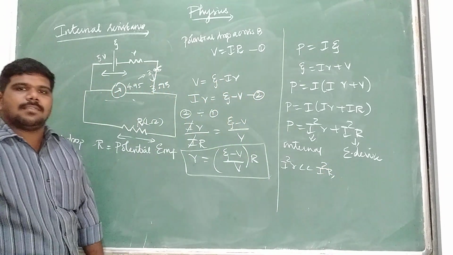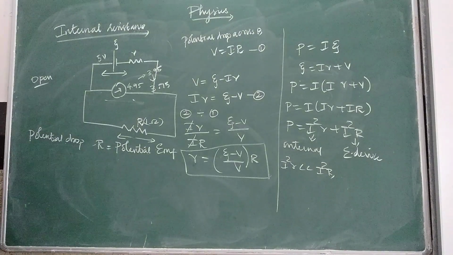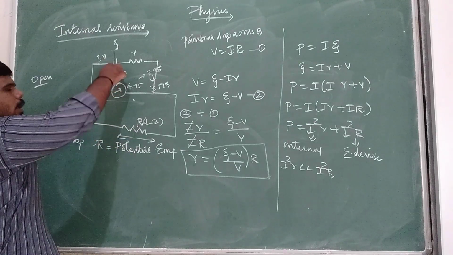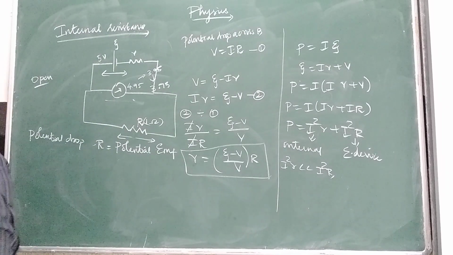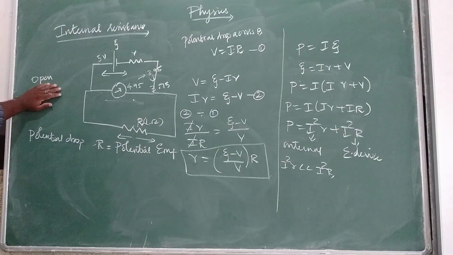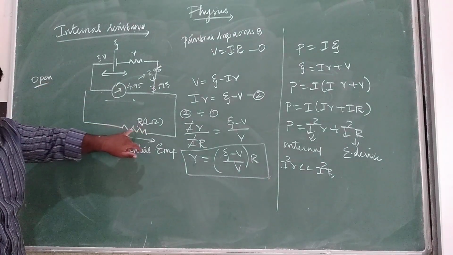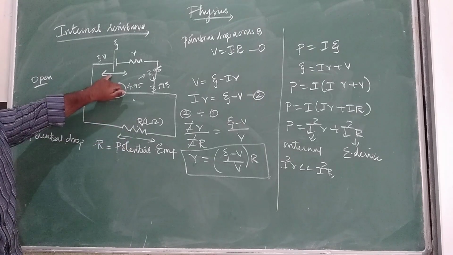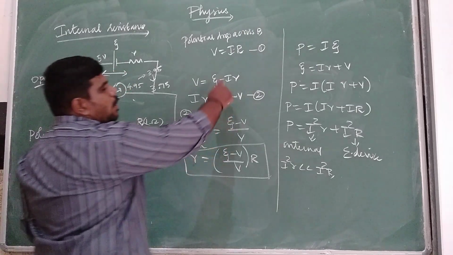From this expression, ψ is equal to Ir plus V. So if you substitute, P is equal to I into (Ir plus V). But we know the formula V is equal to I into R, isn't it? So substituting, P is equal to I into (Ir plus IR). Multiplying the terms, P is equal to I square r plus I square R.